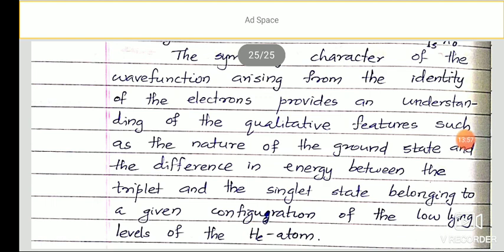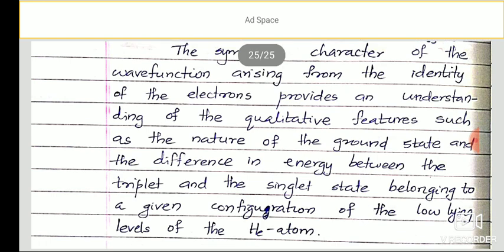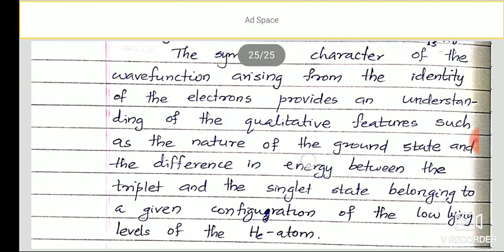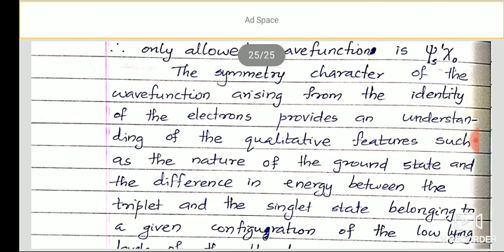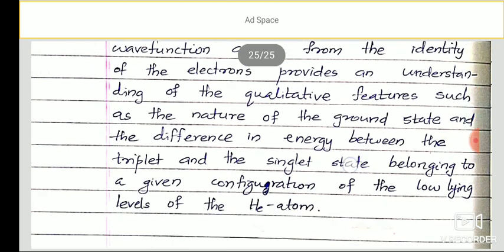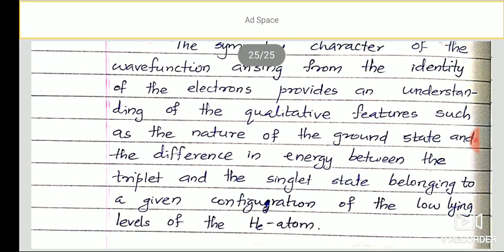So this symmetric character of the wave function, arising from the identity of the electrons, helped us understand the features of the helium atom, such as the ground state and the energy differences. That is the importance of the symmetry character of the wave functions arising from the identity of electrons. With this we have completed our 5th module.